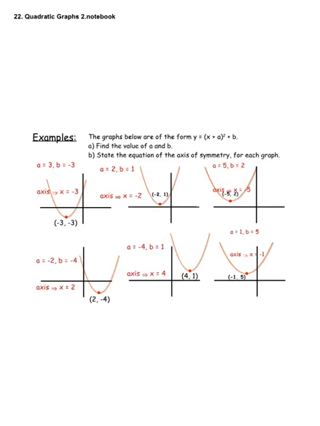For your fourth one, a is equal to negative 2, b is equal to negative 4, and your axis of symmetry is at x equals 2. For your fifth one, a is equal to negative 4 and b is equal to 1. Your axis of symmetry is at x equals 4. And for the last one, a is equal to 1 and b is equal to 5. And your axis of symmetry is at x equals negative 1.